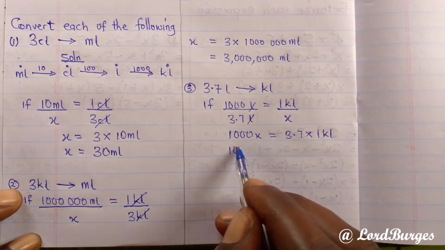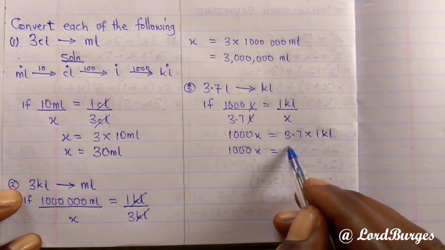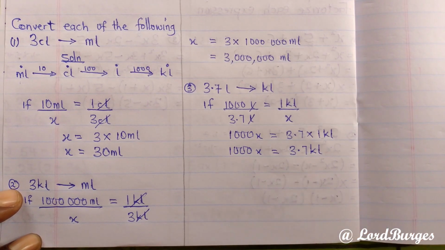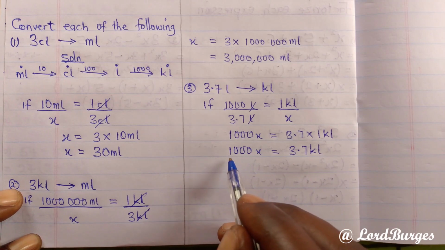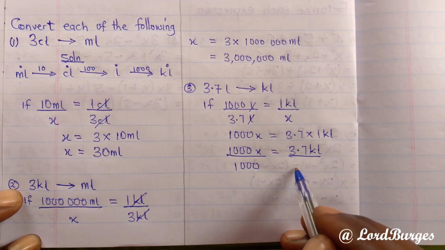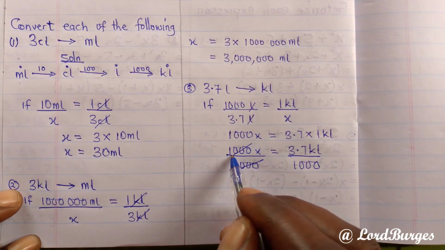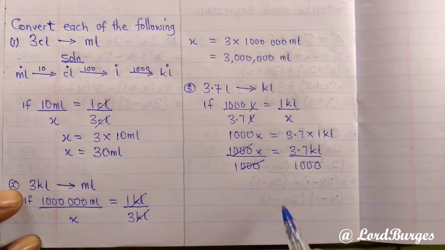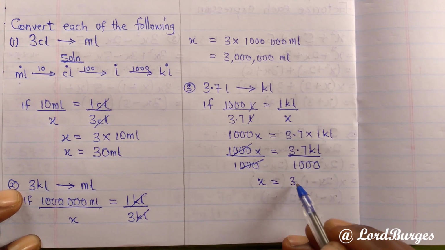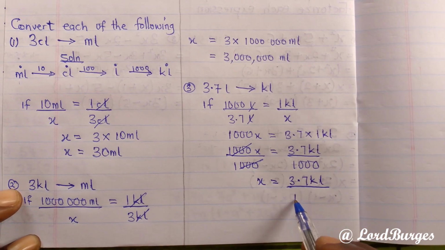So we have 1000 x to be equal to 3.7 kiloliters. Then we divide both sides by 1000, such that 1000 cancels 1000, and I have x to be equal to 3.7 kiloliters out of 1000.